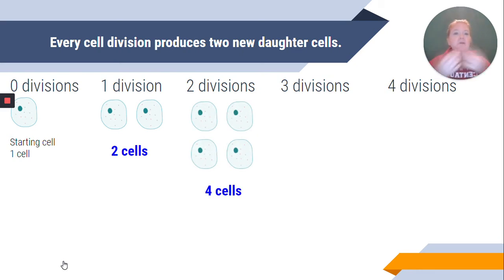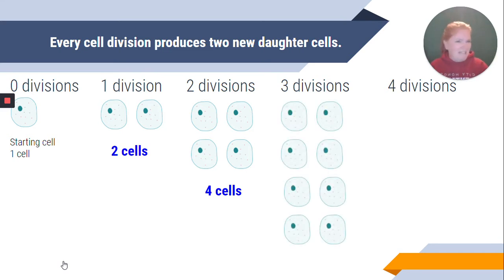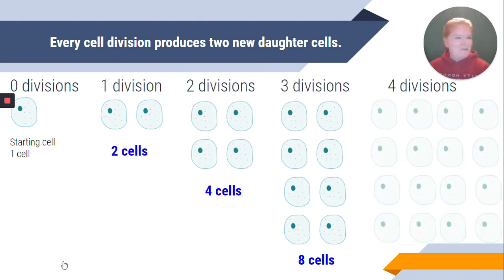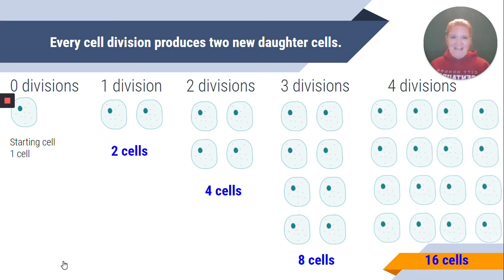Now, what if they go through another division? I'm starting with 4 cells, and each of those cells is going to divide into 2. So how many cells am I going to have now? Did you know it was 8? 8 cells. What about 4 divisions? So now I have 8 cells, and they're going to divide again. How many would that be? Did you know it was 16? 16 cells. And what if I go to 5 divisions? Those 16 cells would divide, and that would be 32.